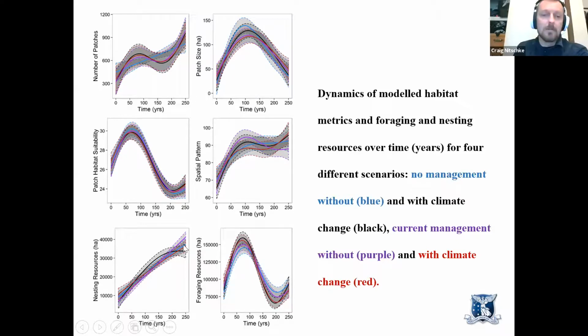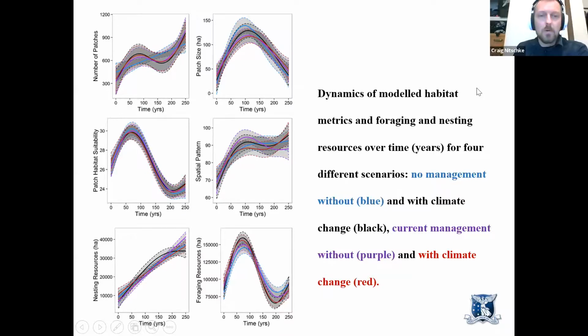But what we can pull out of this is the number of patches is quite tied to the number of nesting resources. So the more nesting resources you had, the more patches you had, and your habitat suitability was tied to your foraging. So they work together, whereas patch size and spatial pattern were an interaction really between these 2 metrics. So both foraging and nesting habitat was important. And so this is the influence of those elements on Leadbeater's possum habitat.